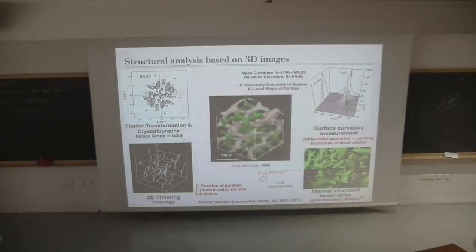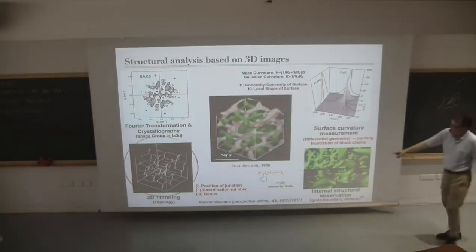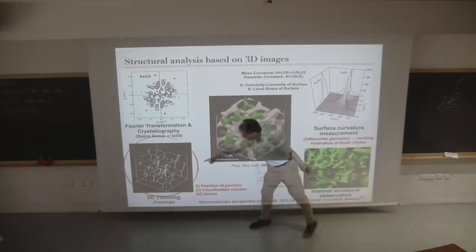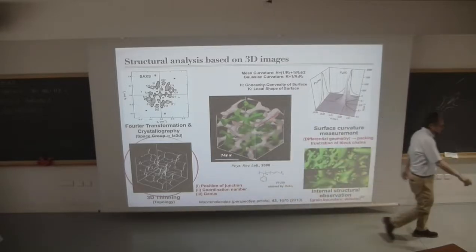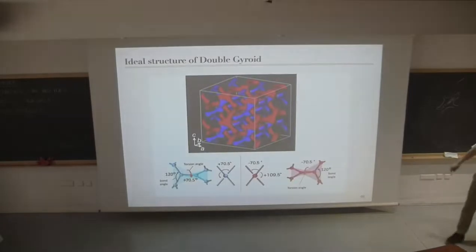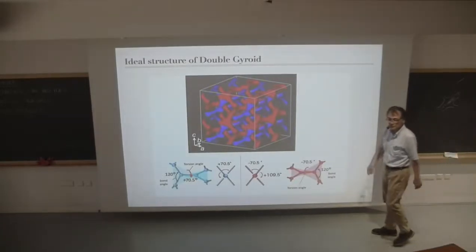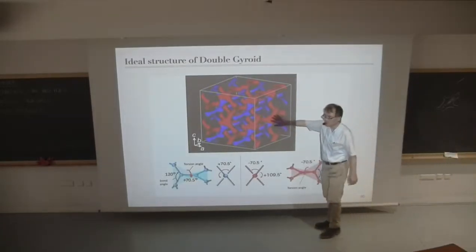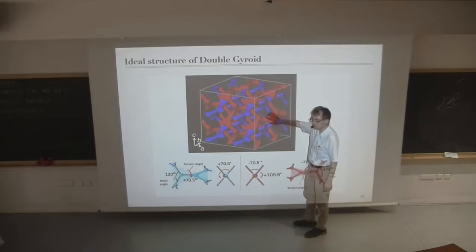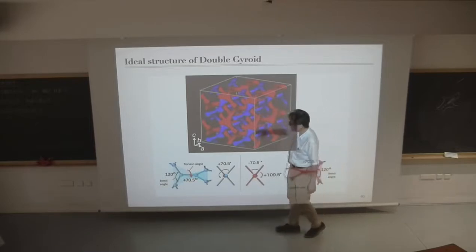So before showing this analysis, I would like to give you the ideal structure of the double gyroid. This is a model. This is a computer-generated model. There is no experiment.